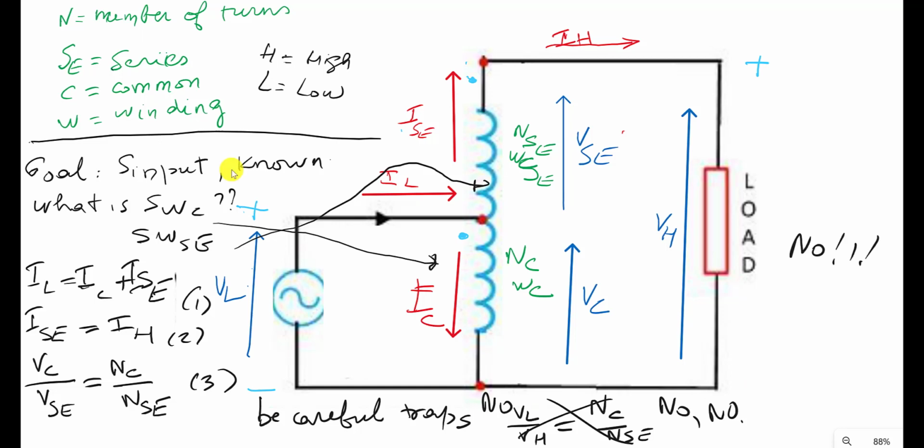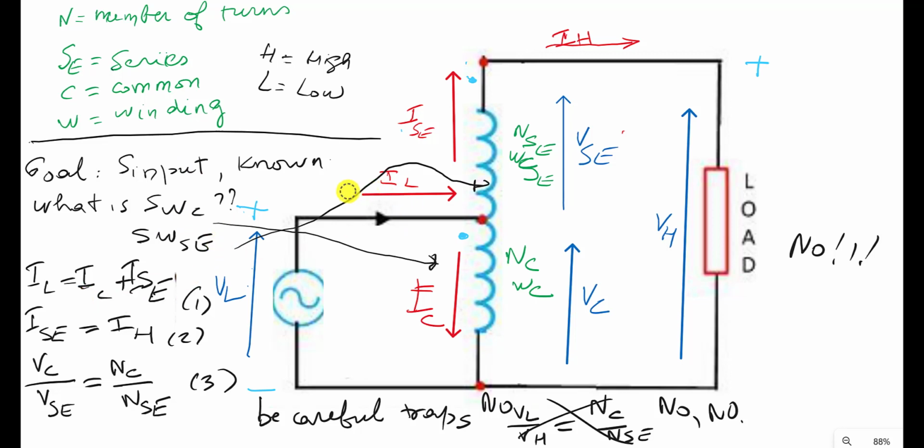What is the ultimate goal of this? We have S input now, 5 MVA, 10 MVA, 25 MVA comes in here, and the load is asking for that. How do we find out what MVA goes here, and what MVA goes here? That's what I call SWC and SWSE. S is the letter of apparent power, MVA. So all those equations will help us determine SWC as a function of S input, and the same for SWSE.